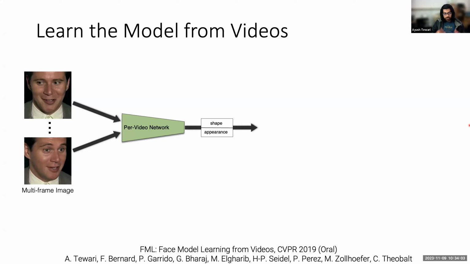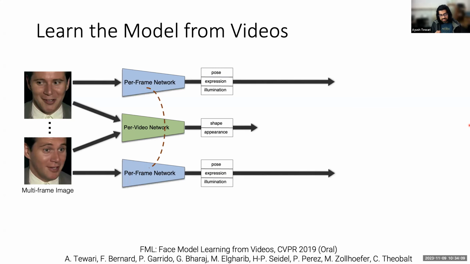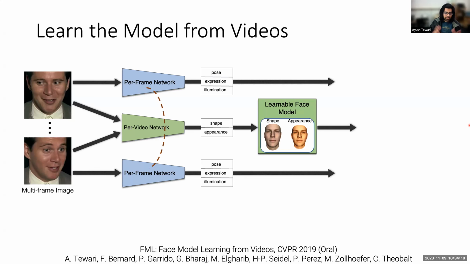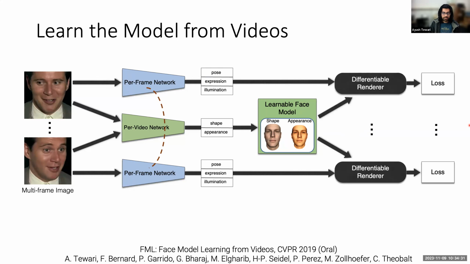It has a network that consolidates these frames and gives us one estimate of the identity, shape, and appearance. It has these independent networks, these Siamese networks, that give us estimates of the quantities that should be different for each frame. And then we have this learnable face model. In this particular case, we did not learn the expression model. We only learned the identity components of the model. But the identity components are initialized from zeros, and you can learn them using the same learning framework as I previously introduced.